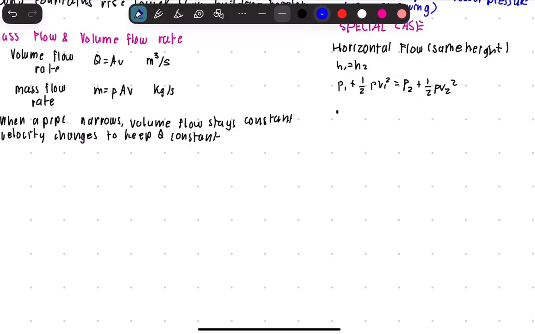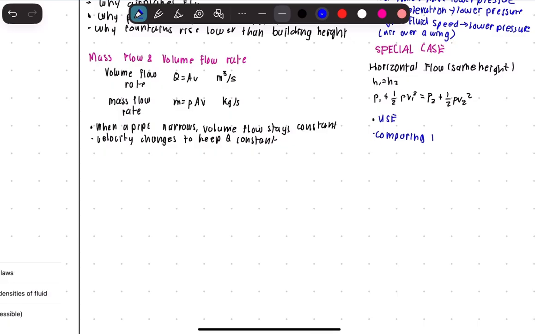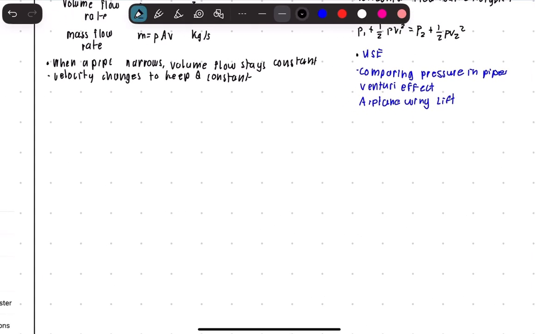You're basically going to use this setup for the following scenarios, which include comparing pressure in pipes, the Venturi effect, and also airplane wing lift. So from this, you're basically going to factor out the 1/2, and then you're going to solve for pressure difference. And it's going to look like this.